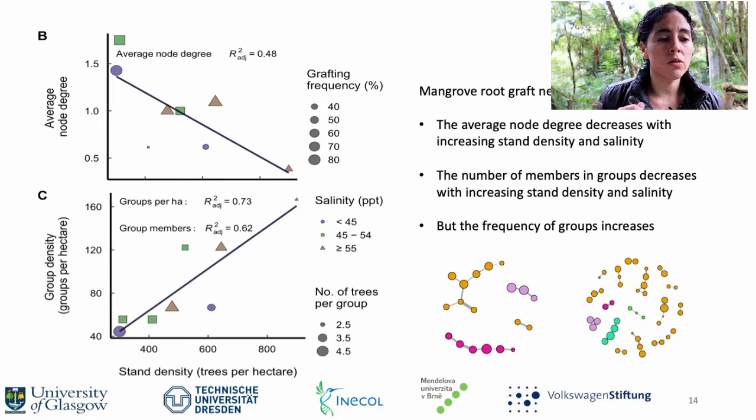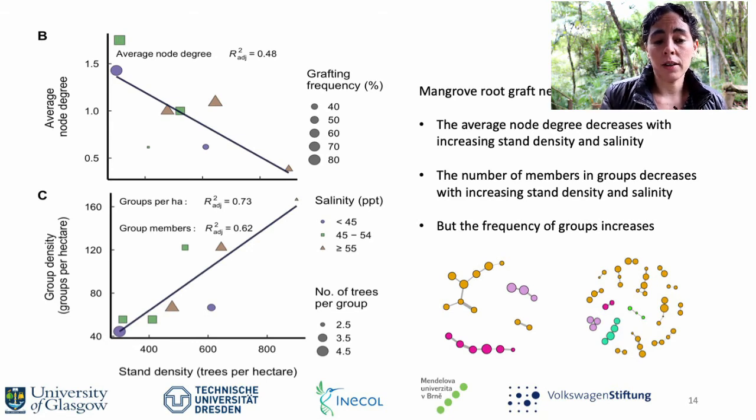So for low salinity and mid salinity, at the lowest stand densities, we found the highest average node degree, which is about 2. That means one tree can be connected to between 1 and 2 other trees at low stand density, but it is much lower at higher stand densities and higher salinities, where we found the lowest average node degree. That is, any given tree will be connected to less than 1 other tree. Nevertheless, the number of groups increases.